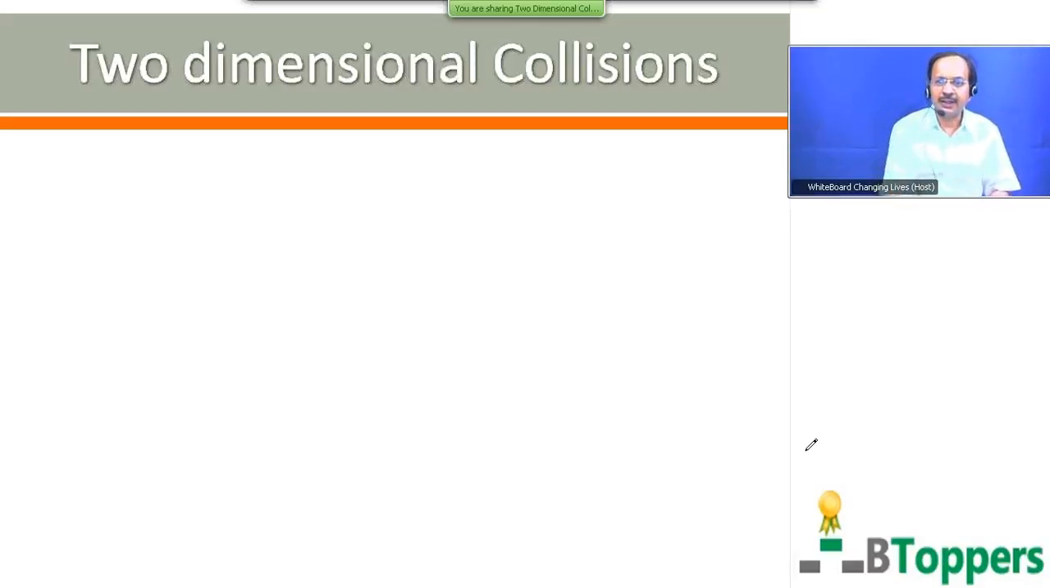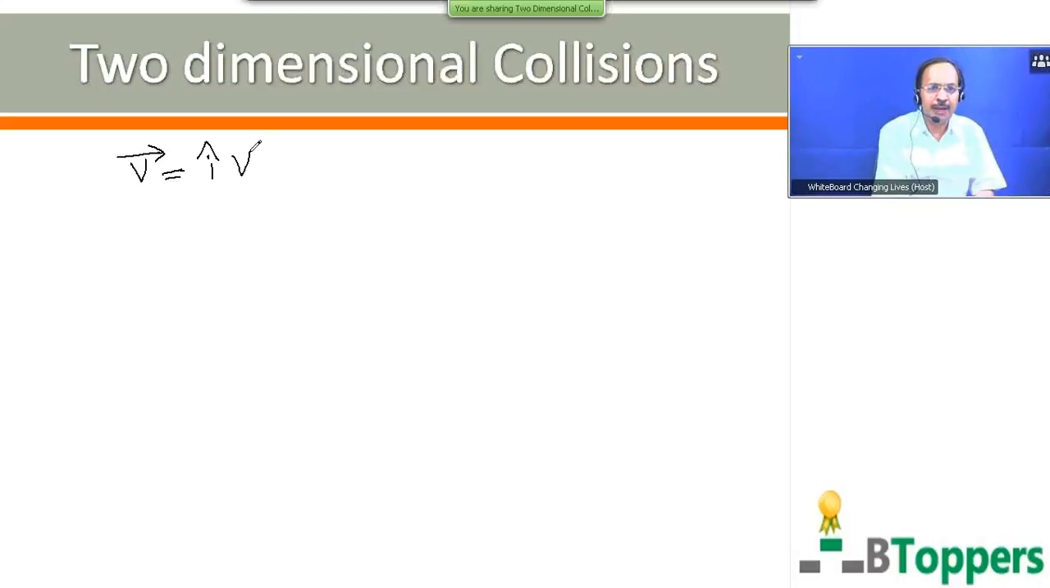As we discussed earlier in kinematics, the velocity of a particle moving in the xy plane, in the case of two-dimensional motion, can be written in the form v bar equals i cap into vx plus j cap into vy. i cap is the unit vector along the x axis, j cap is the unit vector along the positive y axis. Vx is the x component of velocity of the particle, Vy is the y component of velocity of the particle.